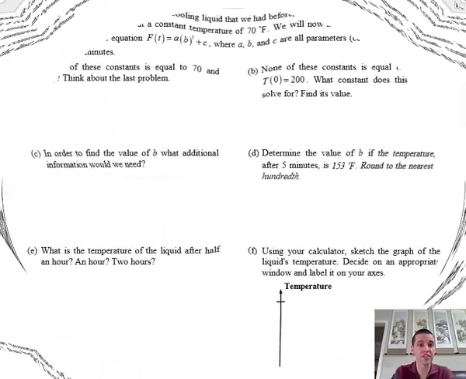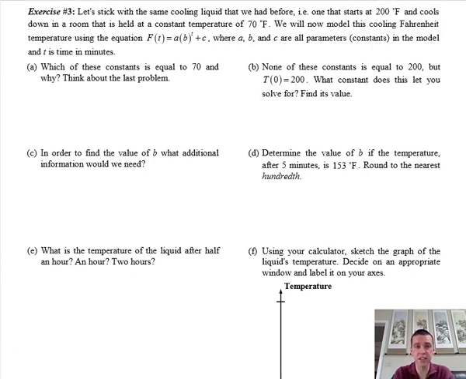So let's look at exercise number 3. We're going to stick with the same idea of this liquid cooling. We're going to say that the initial temperature is 200 degrees. The room, again, is still 70 degrees. So which of these constants is equal to 70? Well, we talked about this before. This is the room temperature, and this was the shift up. So the C value, because it was shifted, the lowest it can get is 70 degrees. So that's our shift up.